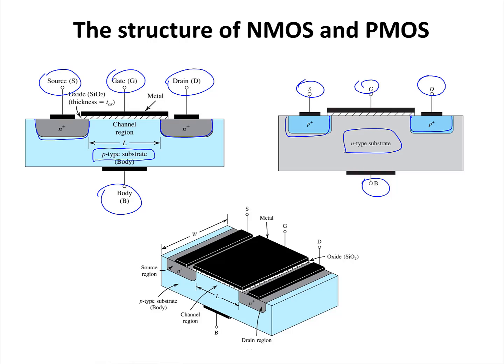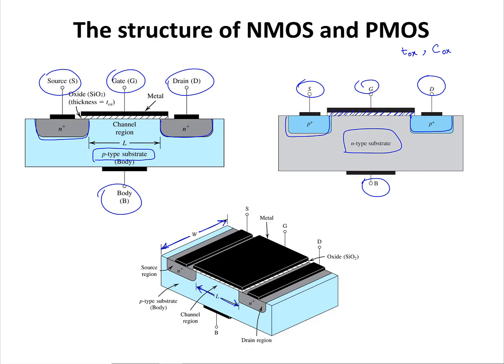If you look at a 3D picture of an NMOS transistor, the length of the channel is shown by letter L, and this is the width of the channel. The length of the channel in MOSFET transistors is the minimum feature size. In other words, the width of the channel is much longer than the length of the channel. And as you saw in the introduction video, there is an oxide layer between gate and substrate. The thickness of this oxide layer is shown with T ox, and the capacitance of this oxide layer is shown with C ox.